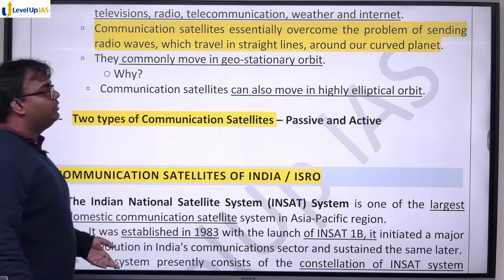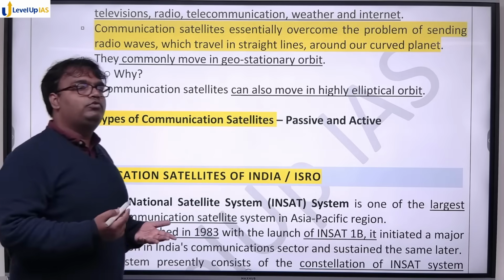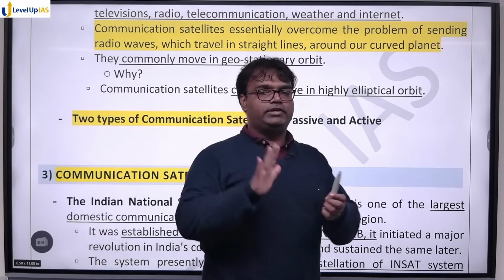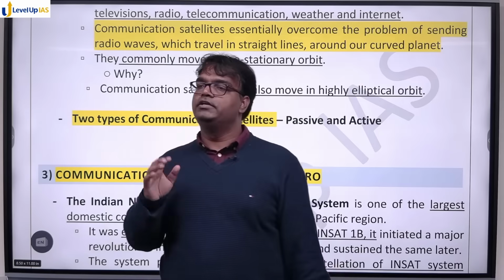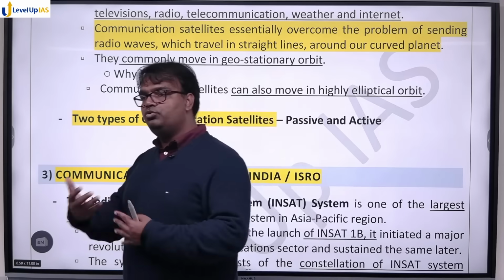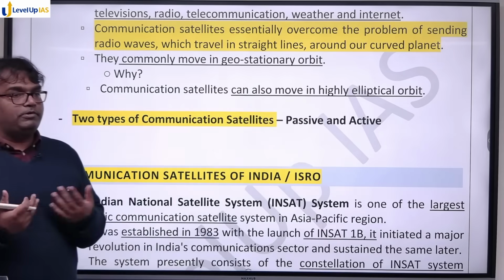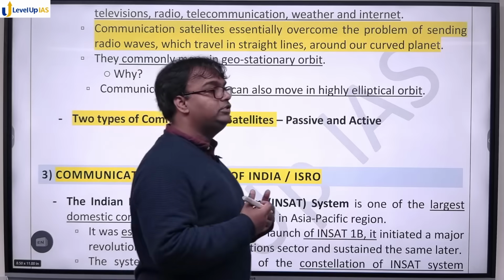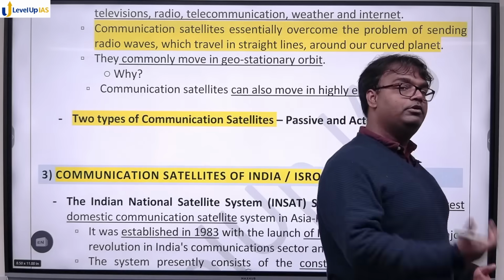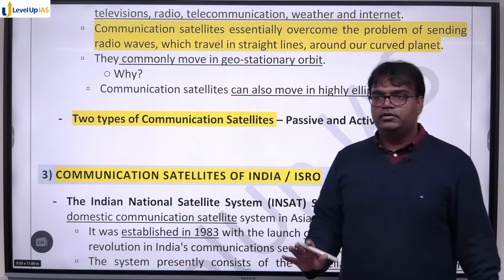Now there are two types of communication satellites, passive and active. What will passive do? Passive will not do anything. It will get the signal and send it back, reflect it. An active communication satellite will be able to do other things also. It will be able to amplify the signal, store the signal, remove some noise, and then transfer it. Fine? Did you understand this?